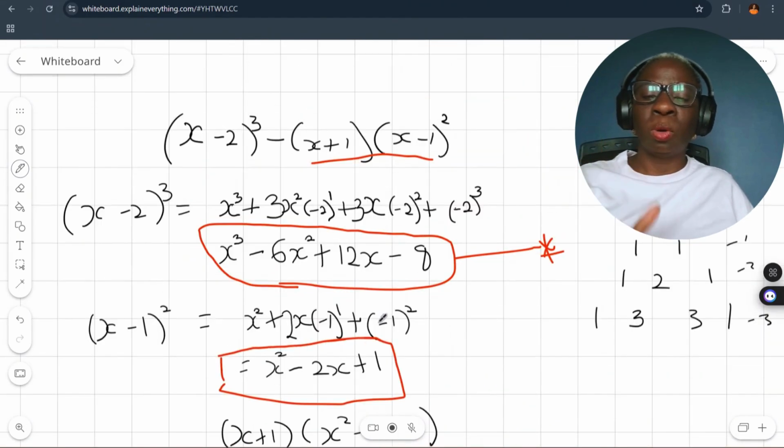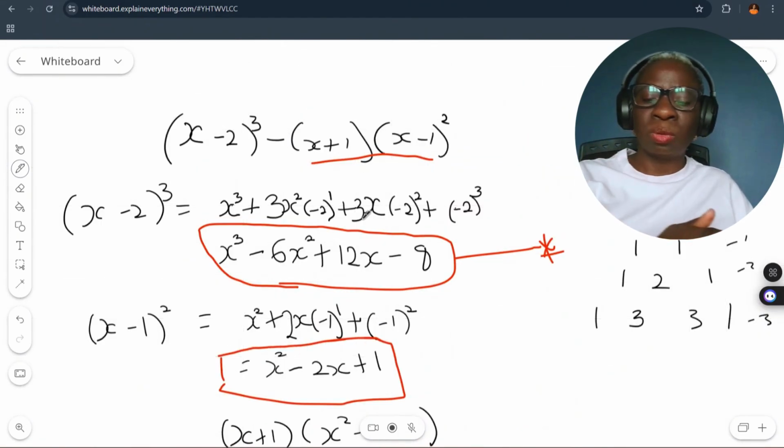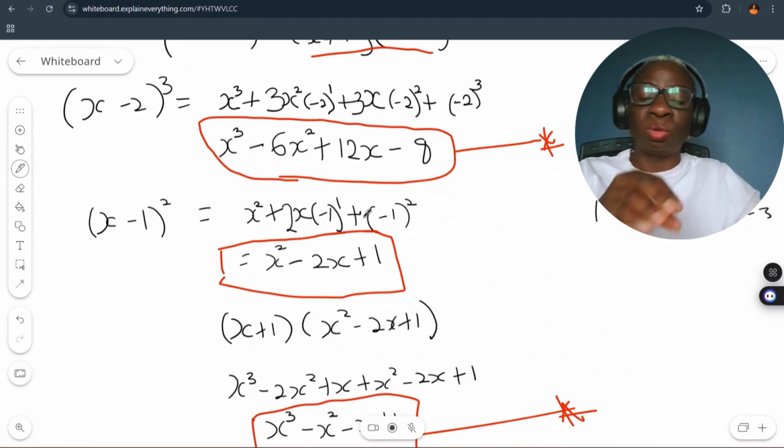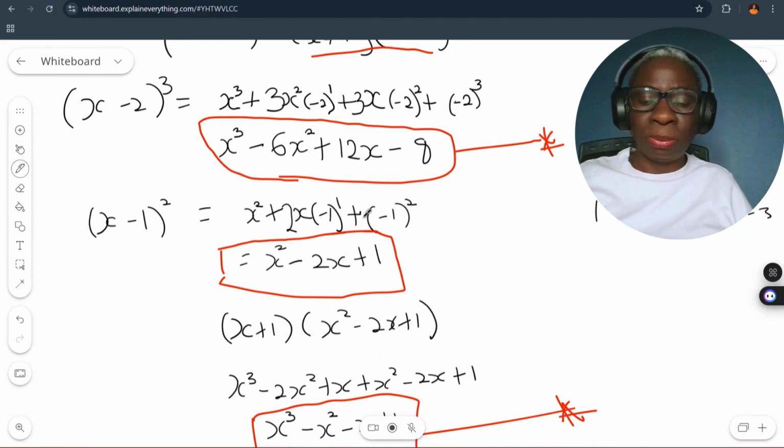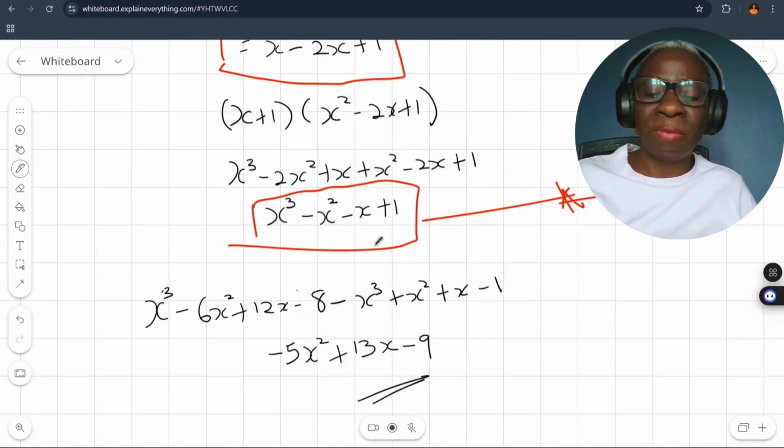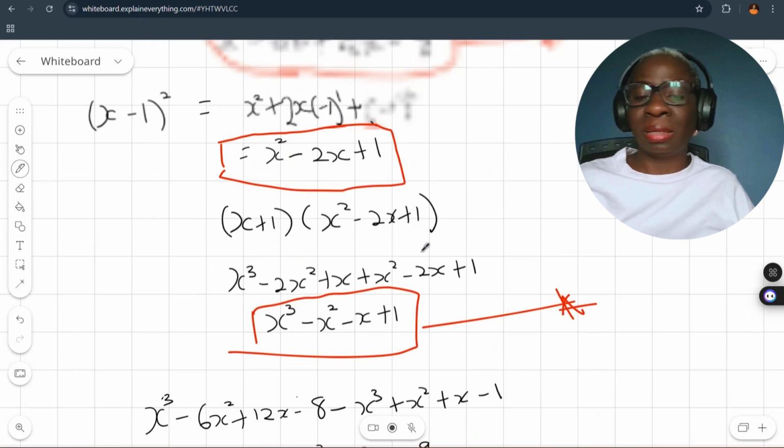So just take it one after the other. You can take it one after the other like this, so that it will not be too long on the page. Then you put everything together and you simplify, and that's it.